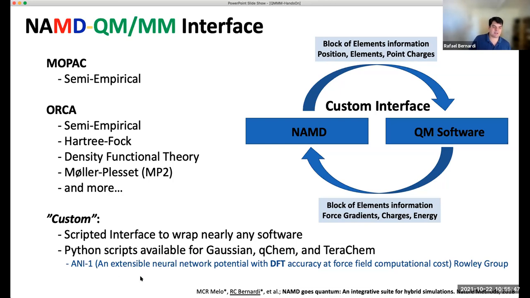Another interesting thing is that, because we created this interface for NAMD, the Roitberg group developed a Python interface to use ANI, which is an AI software to calculate DFT properties, basically calculating DFT using AI instead of really calculating the DFT. You cannot do it for everything, but it works for many different atoms.